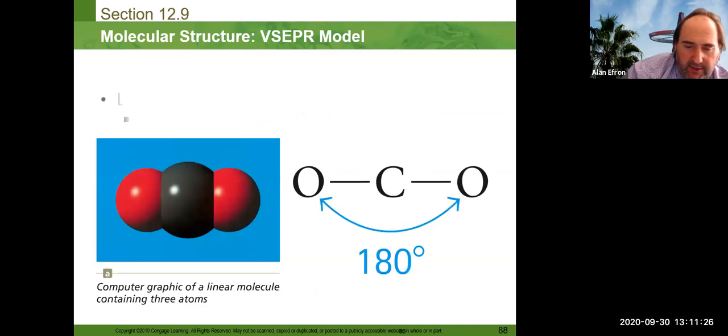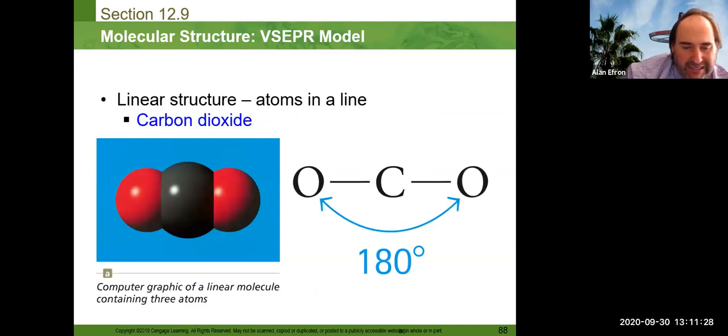As you can see here, we have that 180 degree bond angle in our space-filled model. This is our carbon. These are our oxygens. And again, you can see it pretty much makes a nice linear line in that particular molecule.